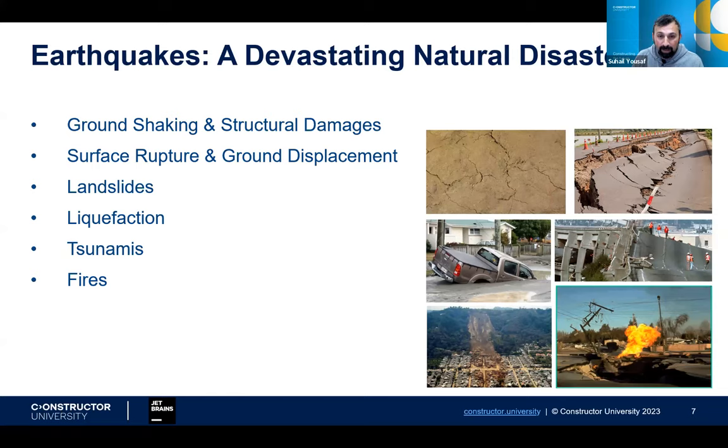So understanding and mitigating the various destructive effects of earthquakes are crucial for minimizing the potential impact on both communities and the environment. Next, please.